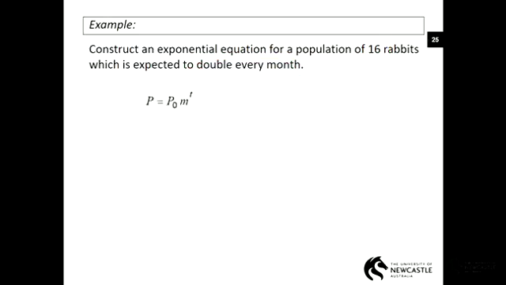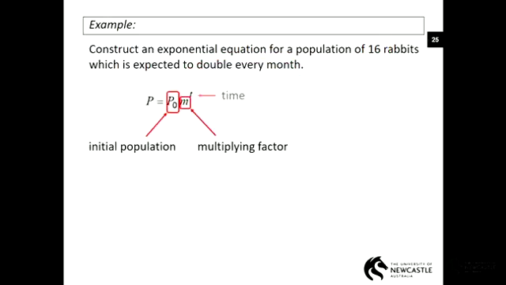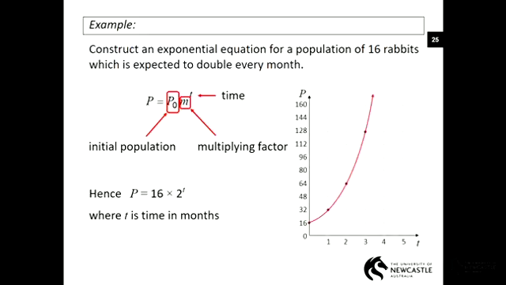Pretty version from the book, exactly that. Initial population, multiplying factor, time. So my population at any time of t months is 16 by 2 to the t. Okay, great. And again, it will graph like that. There's my 16. After 1 month, it's doubled to 32. After another month, it's doubled to 64. Then to 128. Exponential growth.